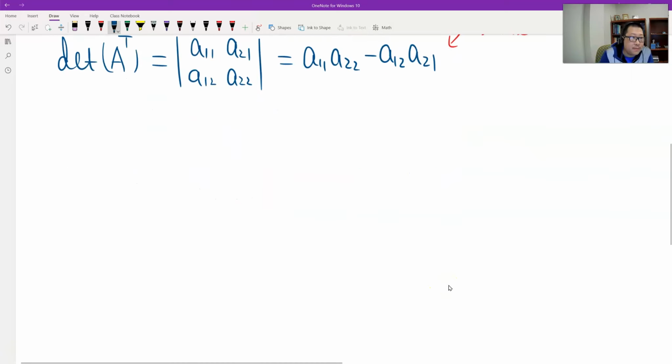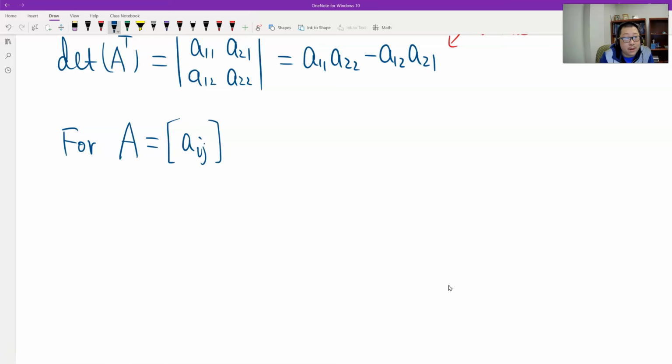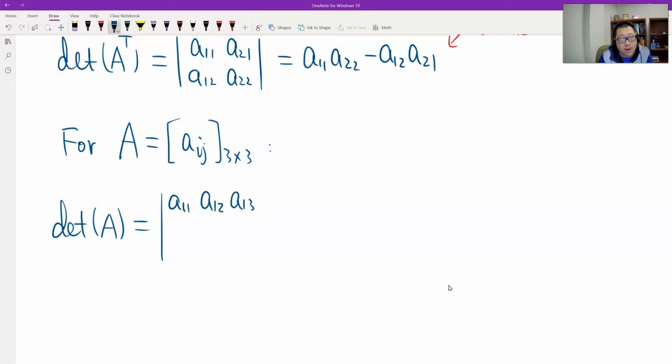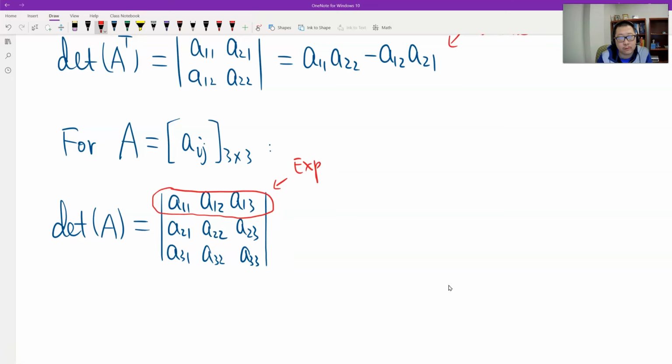And then I'll look at the 3 by 3. Let's consider A equals a 3 by 3 matrix. And again, let's look at the determinant of A, which is A11, A12, A13, A21, A22, A23, A31, A32, A33. So what do we do? Let's expand by the first row. Cofactor expansion by the first row.